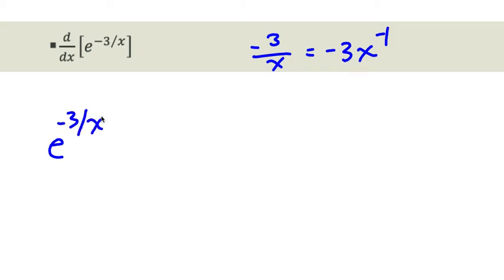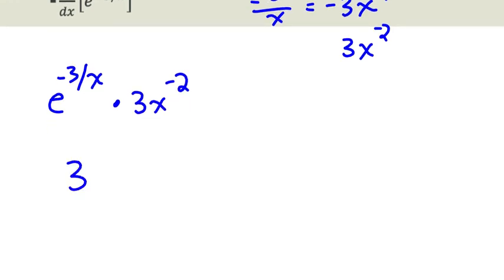So e raised to the negative 3 over x times the derivative of the exponent, which I'm going to come back up here to. Power rule says bring that out front, so 3, subtract the exponent by 1, so negative 2. So I'm left with 3x to the negative 2, which I will clean up and write 3e to the negative 3 over x, all of this over x squared.